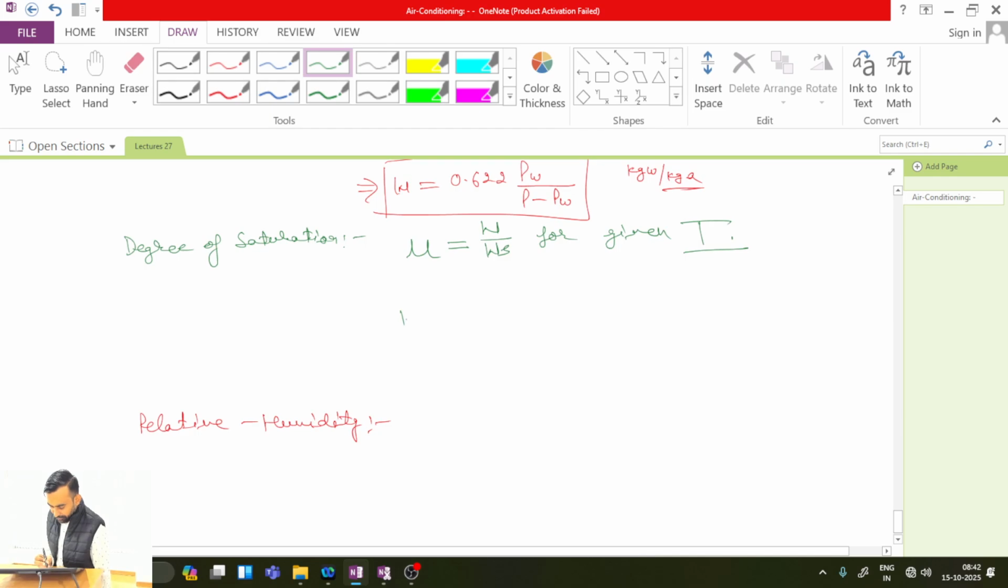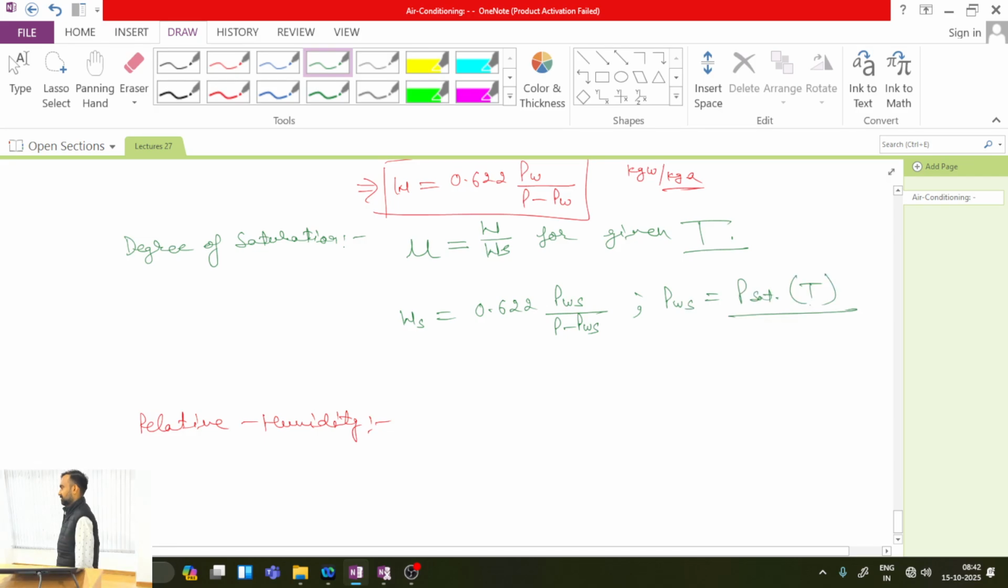So I can simply define over here that WS will be 0.622 times PWS divided by (P minus PWS), where PWS is nothing but equal to P sat at the given temperature for water vapor. Okay? Is this point clear?